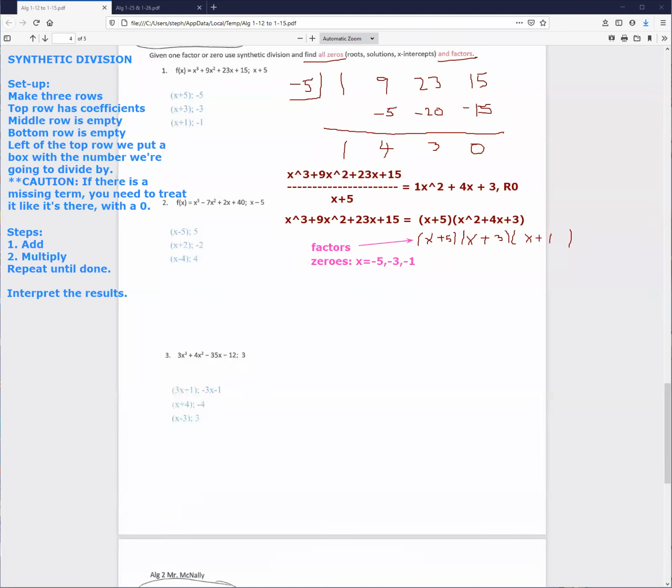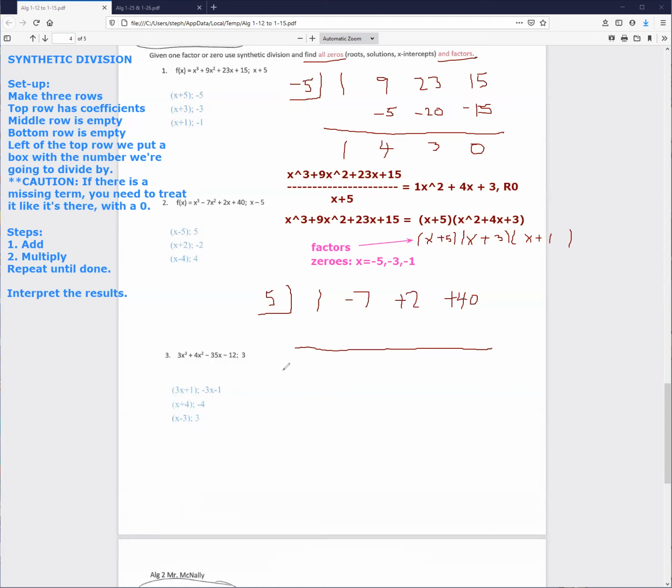Let's go again with number 2. Number 2 says x cubed minus 7x squared plus 2x plus 40. So let's first write out our coefficients: 1x cubed minus 7x squared plus 2x plus 40. You don't have to write the plus sign, but just to be clear. All right, I'm going to make a line, and I'm going to make my box over here, and we're dividing by x minus 5 this time. So in our box doesn't go minus 5, it goes the opposite of that. It is 5, because 5 minus 5 is 0.